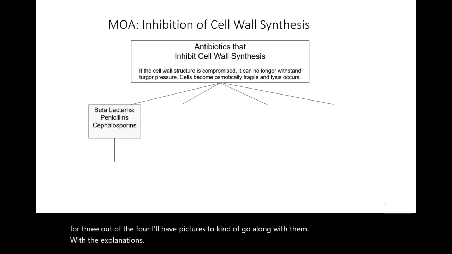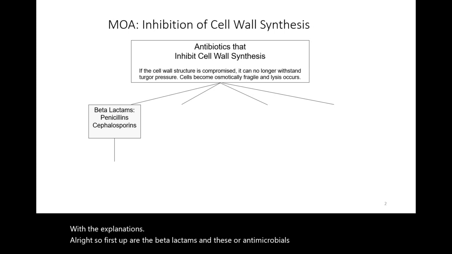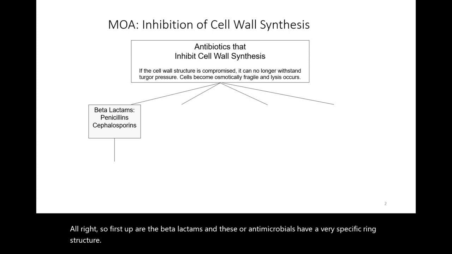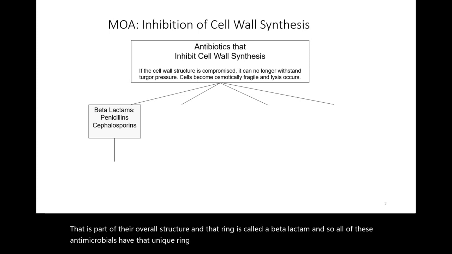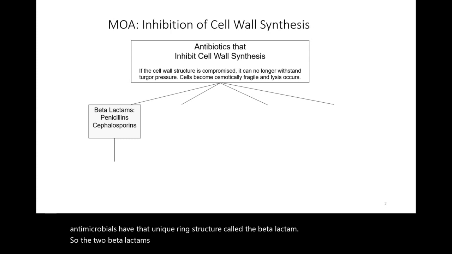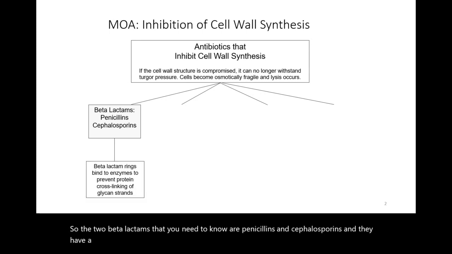All right, so first up are the beta-lactams, and these antimicrobials have a very specific ring structure that is part of their overall structure, and that ring is called a beta-lactam. All of these antimicrobials have that unique ring structure. The 2 beta-lactams that you need to know are penicillins and cephalosporins, and they have a similar mechanism of action, which is to bind to enzymes that are responsible for cross-linking peptidoglycan strands.